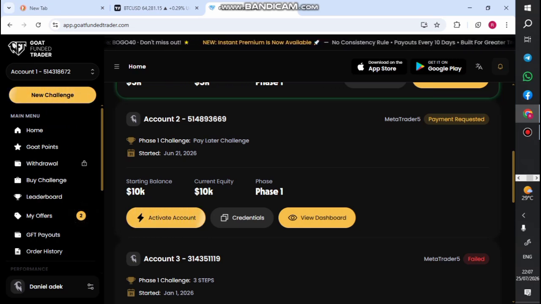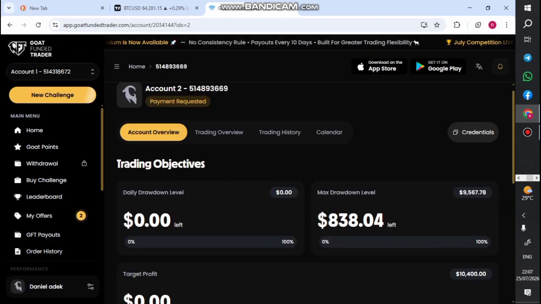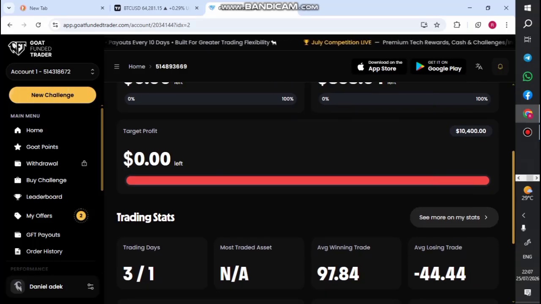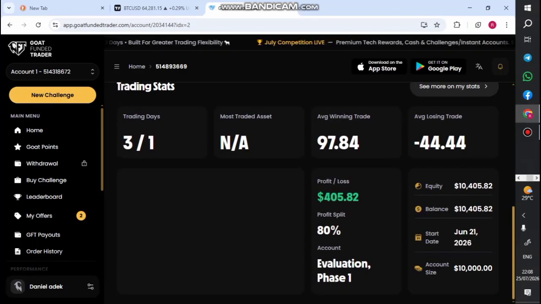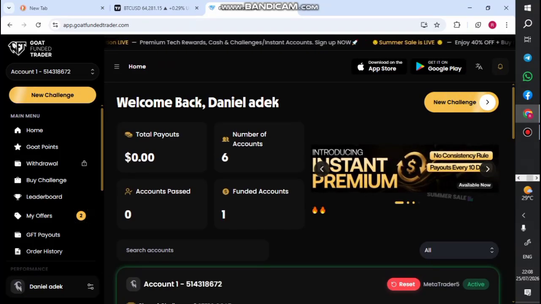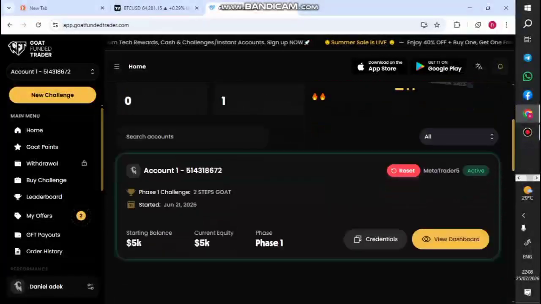So I passed this account, and this was one of my best. This is the first account I've ever traded, and I passed it. I'm funded, right? So I'm about to pay the money for it, it's a pay later challenge. $400 was the target profit. But this is the account I am currently in. This is the 5k account, and this is where I made a lot of losses this week.